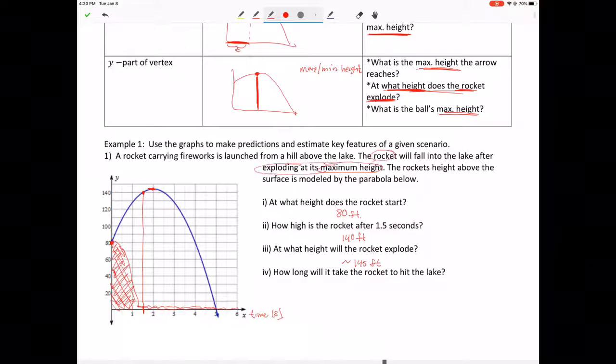And then how long will it take the rocket to hit the lake? So that is where it reaches its x-axis, which is here at time equals 5 seconds.